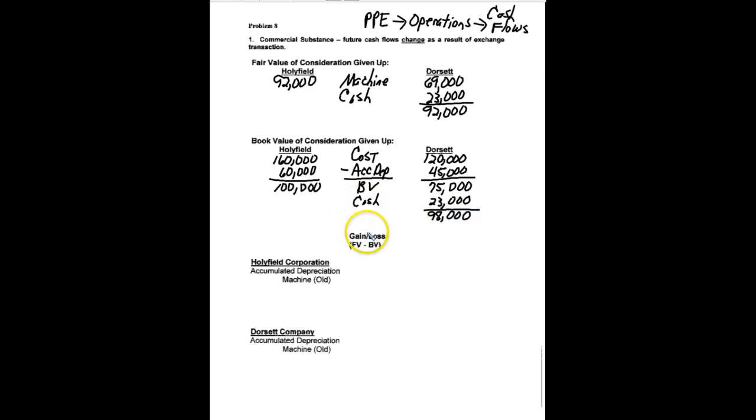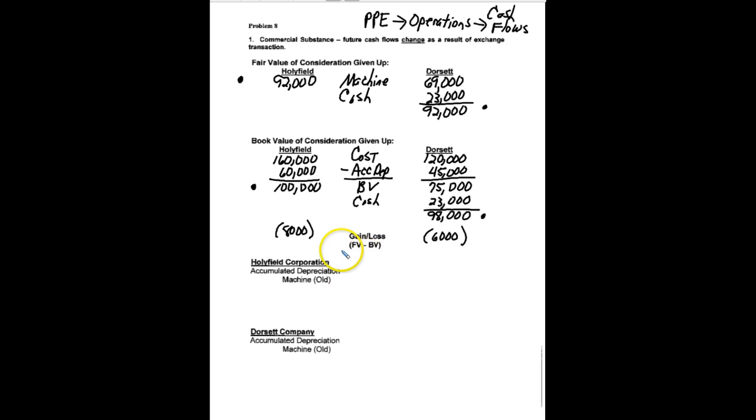Okay, so let's figure out the gain or loss. Let's take the fair value and subtract the book value. In this case, Holyfield's getting $92,000, giving up $100,000, or the accounting value of $100,000. So it looks like they have a loss. They have an accounting loss of $8,000. Dorset, $92,000 less $98,000. They also have a loss, but their loss is $6,000.